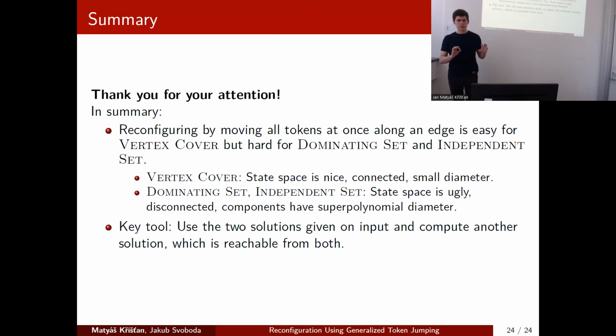this reconfiguration happens. What I mean by state space is a graph where a vertex is a configuration of the tokens, some vertex cover. They are connected by an edge when one can be reached from the other. In the case of vertex cover, the implied results are that it's connected because we can reach any solution from another, and it also has small diameter because the sequence we generate is short.